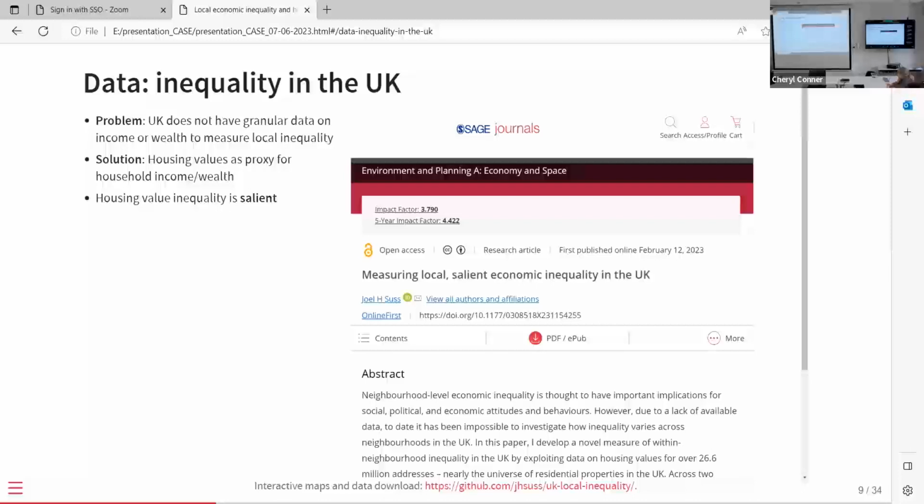Okay, so the data. This is the paper where I introduced this measure of inequality. It's based on housing values. The UK doesn't have granular data on income or wealth, so you can't actually measure income or wealth inequality at granular levels. So I use housing as a proxy for income and wealth. And in this paper, I also show that that's actually salient. People are more likely to perceive high inequality if there's inequality in housing prices. So housing prices do feed into their perceptions.